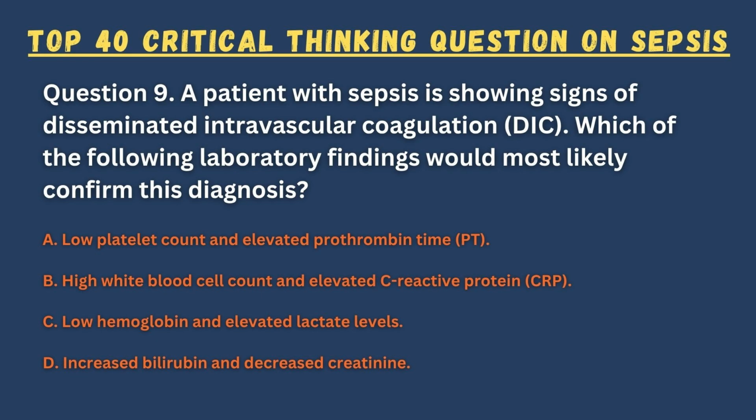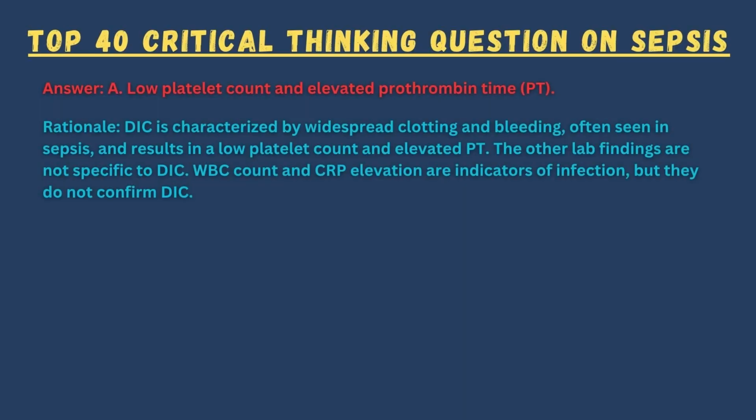Question 9. A patient with sepsis is showing signs of disseminated intravascular coagulation, DIC. Which of the following laboratory findings would most likely confirm this diagnosis? A. Low platelet count and elevated prothrombin time, PT. B. High white blood cell count and elevated C-reactive protein, CRP. C. Low hemoglobin and elevated lactate levels. D. Increased bilirubin and decreased creatinine. Answer: A. Low platelet count and elevated prothrombin time, PT.